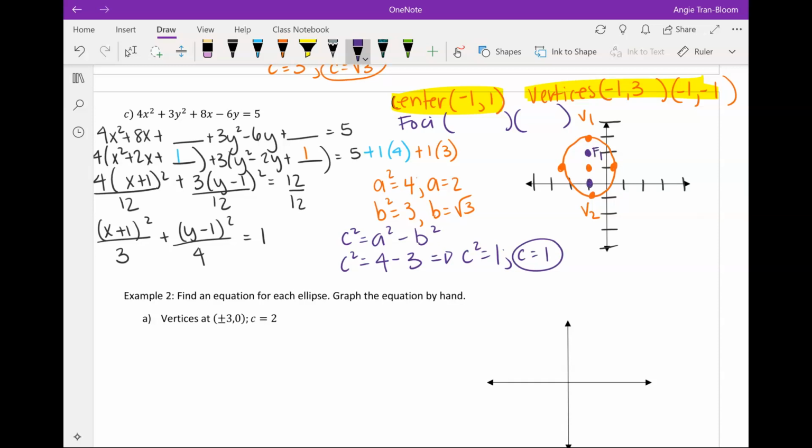So F1 and F2. How do we label those two ordered pairs? -1 comma what? 2, good. And -1 comma? Perfect. That concludes our notes for today.